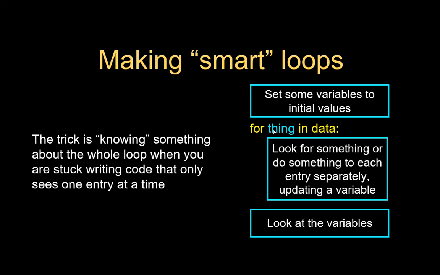So at the beginning we set some variables to initial values, then we do four things in data. This is our block of tasks that we're going to do in the loop. For example, look for something or do something to each entry separately, updating a variable. Then after we get out of this for loop, we do something else, look at the variable, for example.